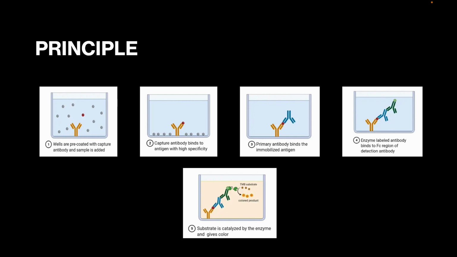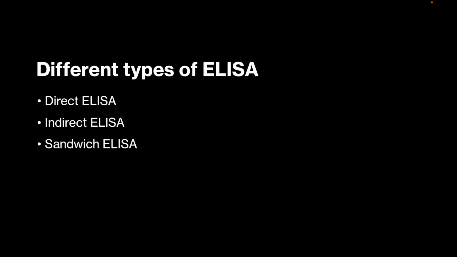So now we will talk about different kinds of ELISA. There are basically three different types of ELISA: direct ELISA, indirect ELISA, and sandwich ELISA. I will talk in brief about all three types of ELISA. First we will talk about the direct ELISA. As the name suggests, this ELISA is very direct.